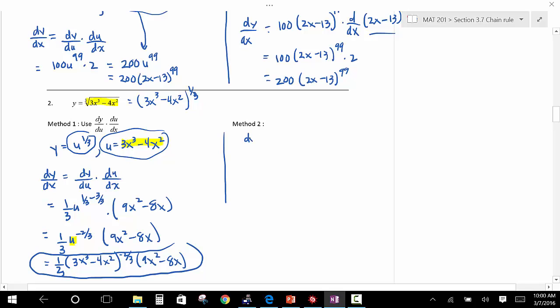Okay, if you do it the second way, just go like this. Just bring the 1/3 down. Leave the inside part totally alone. Don't touch it. I always see students want to do the derivative now. You wait till later. Then that will become negative 2/3. You can do this in your head if you want to. The derivative of the inside part is 9x squared minus 8x. Problem done. Okay?